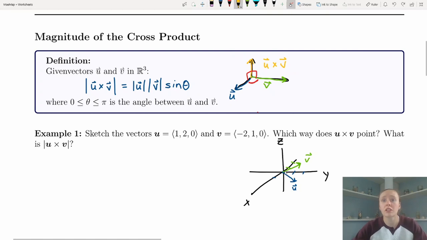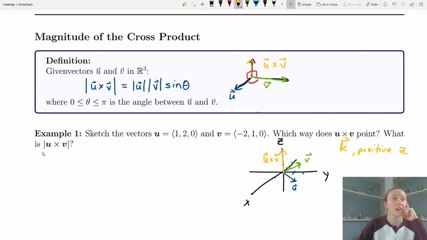So we know that u cross v, again, I'll go ahead and draw it, is going to point upwards. That is going to be vector u cross v. And I'll make a note that it points in that k direction, or positive z direction. Now the next question says, what is the magnitude of u cross v?